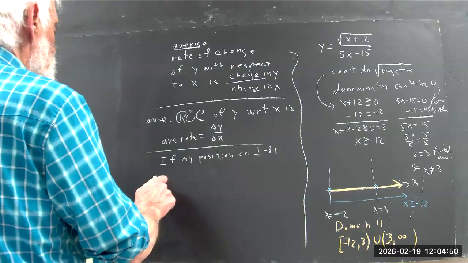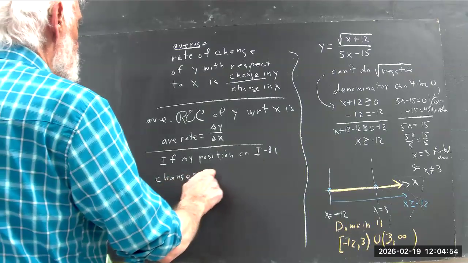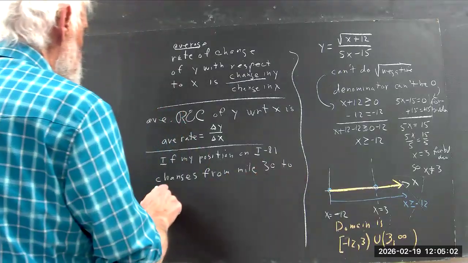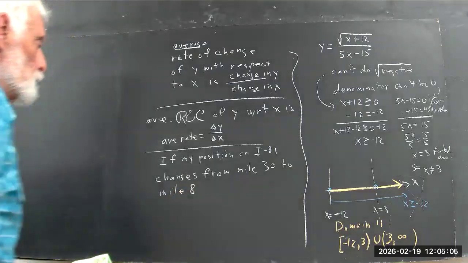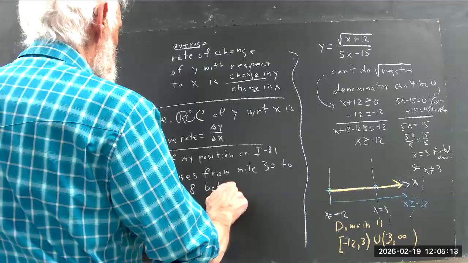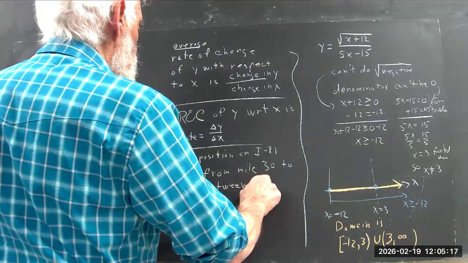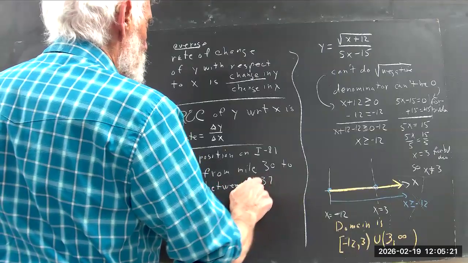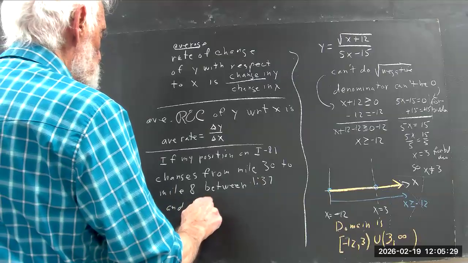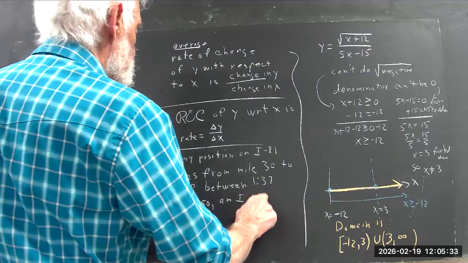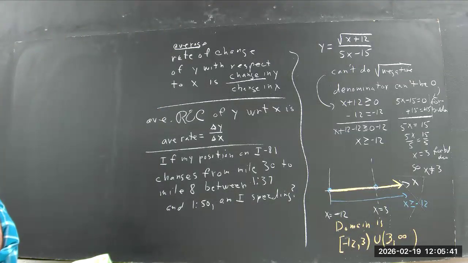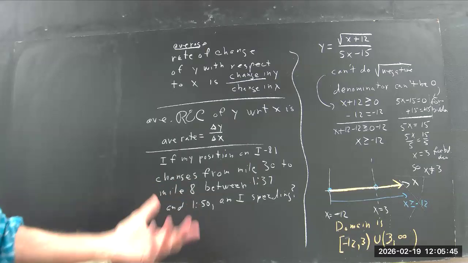If my position on I-81 changes from milepost 30 to milepost 8, between 1:37, that's time, and 1:37 in the afternoon, say, and 1:50, am I speeding? What do you think? Am I speeding or not? Can you figure that out from the information I gave you?